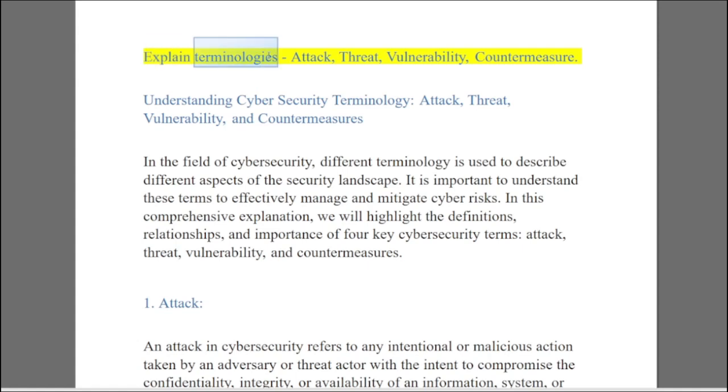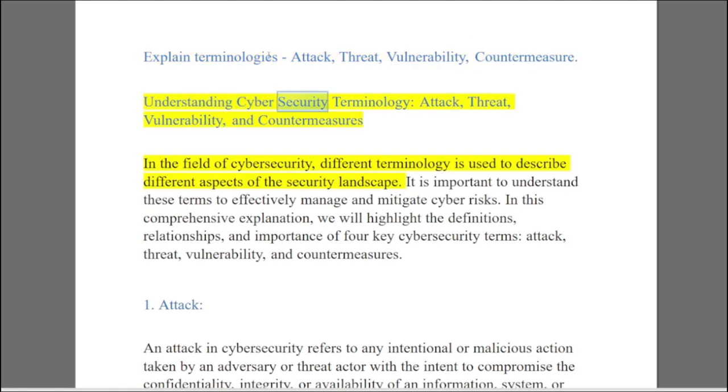Explain terminologies: attack, threat, vulnerability, countermeasure. Understanding cybersecurity terminology: attack, threat, vulnerability, and countermeasures. In the field of cybersecurity, different terminology is used to describe different aspects of the security landscape. It is important to understand these terms to effectively manage and mitigate cyber risks.